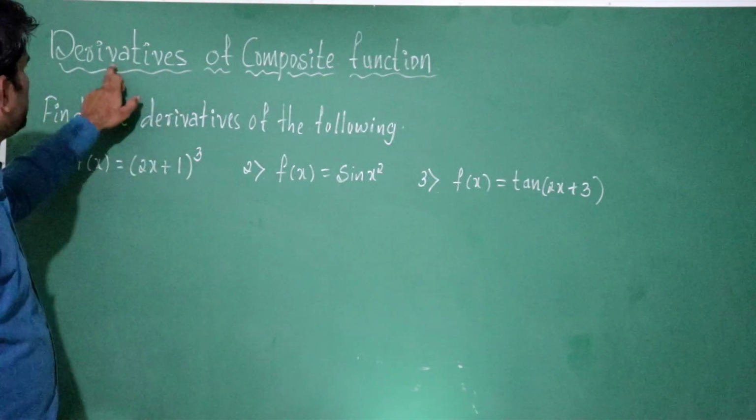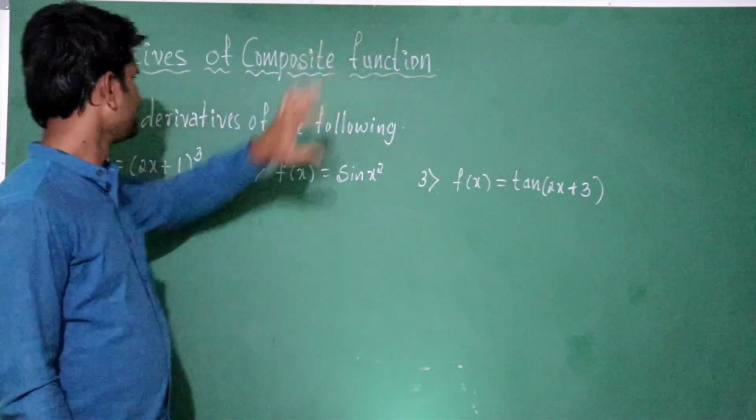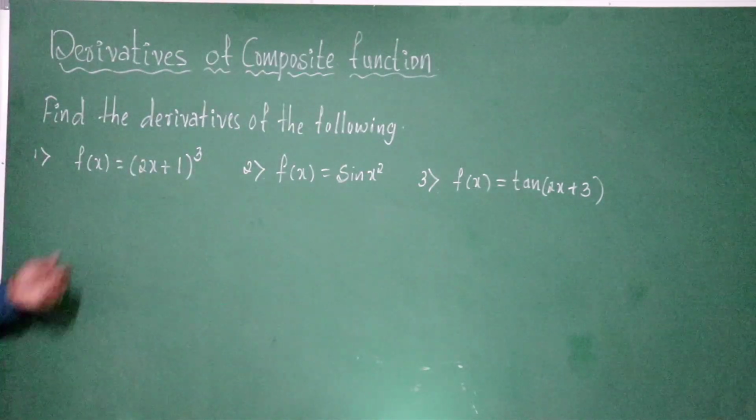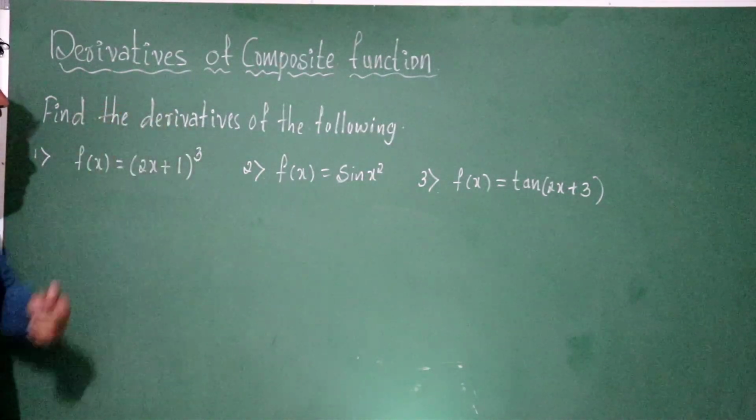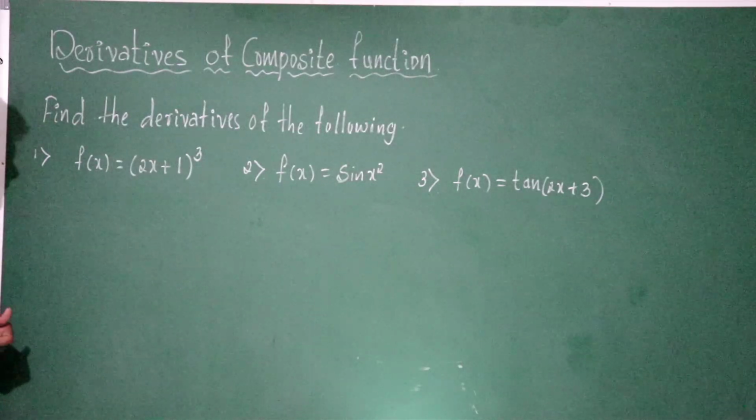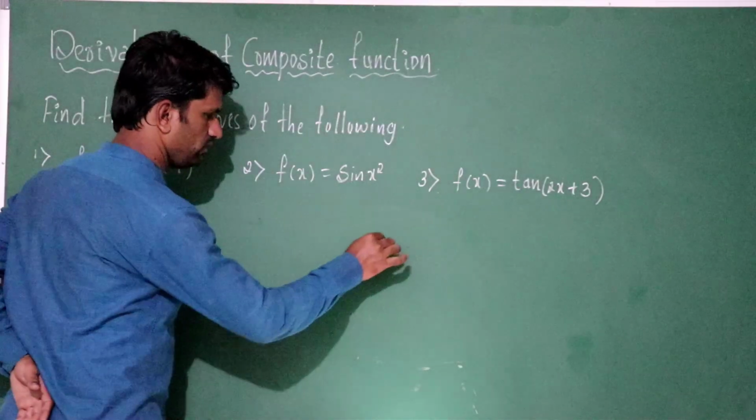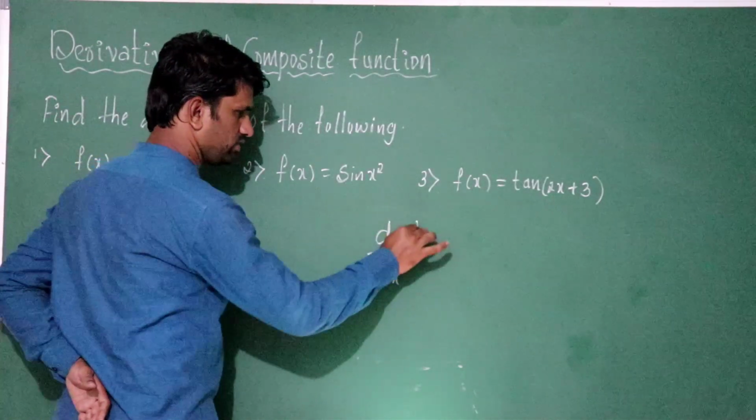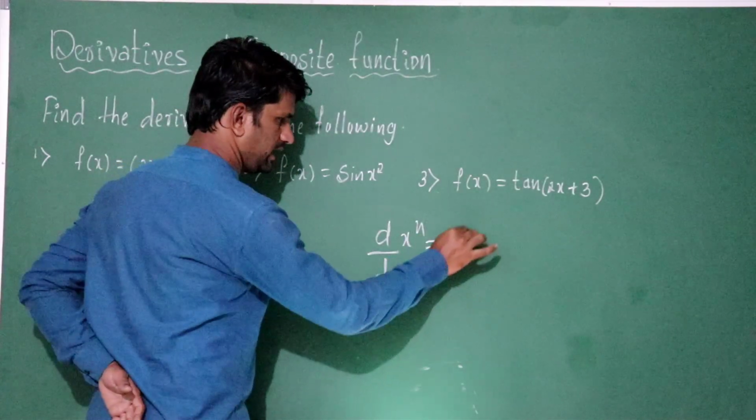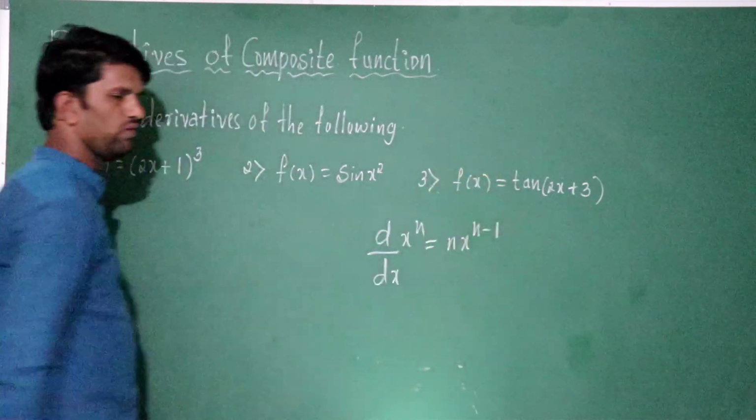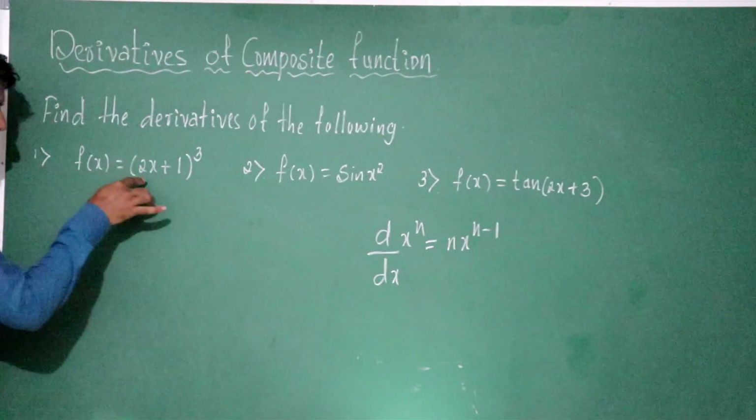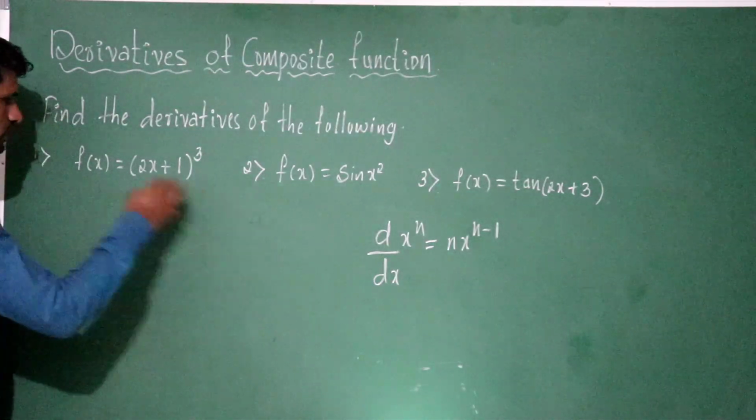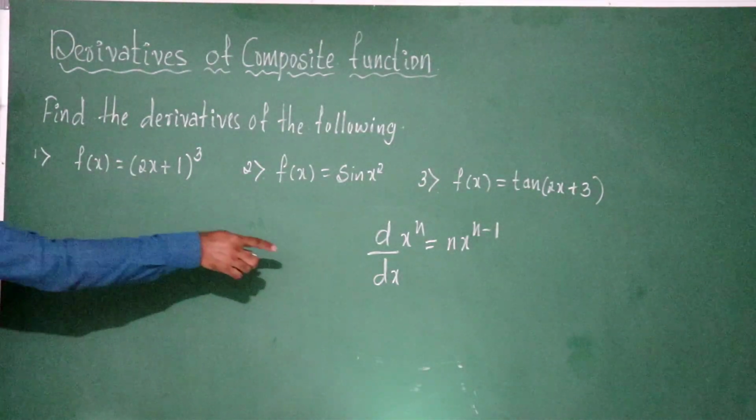Okay, in that, at first we have derivatives of composite functions. So find the derivatives of the following. The first function given here is f of x is equal to (2x plus 1) whole cube. So how to differentiate this? Before differentiating, we are going to recall the formula d by dx of x raised to the power n is equal to n x raised to the power n minus 1. By using that formula we are going to solve this example, or we can solve this by the chain rule. Later on, we are going to discuss that chain rule. So first, how to solve this?